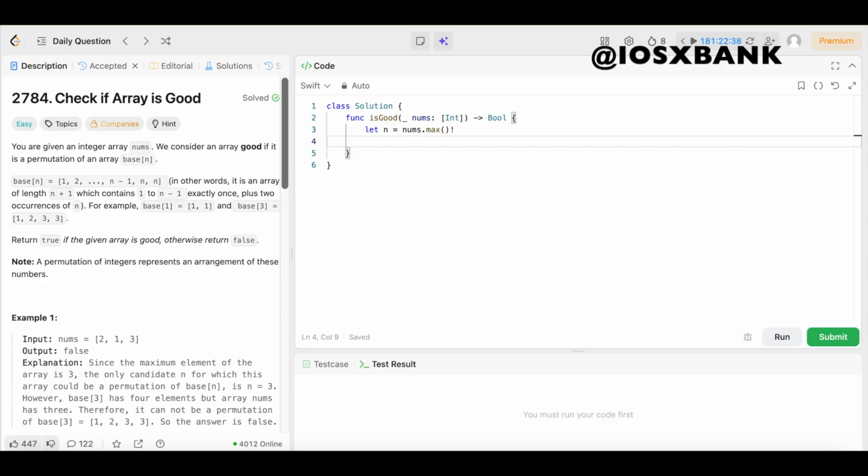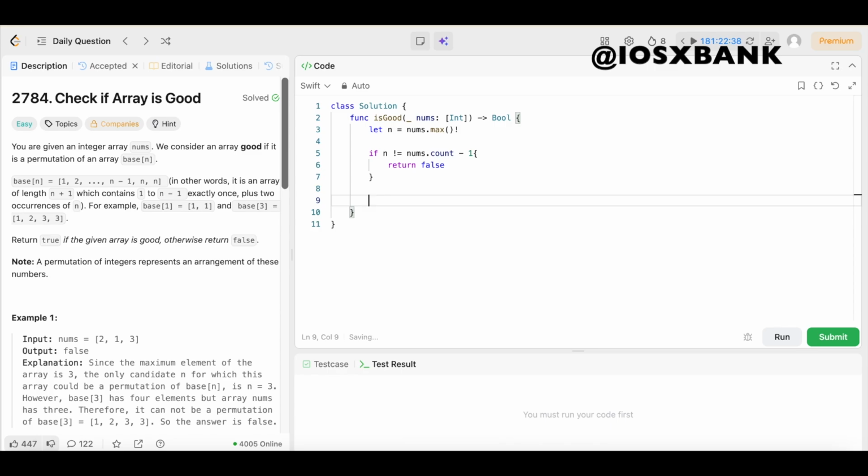So we can handle that by saying if n does not equal nums.count minus 1, then we can open up the brackets and we could just return false right there. Boom. Let's come underneath this. And we're going to create a frequency array used to count the occurrences of each number from 0 to n. So we'll declare a variable called freq, and we'll set that equal to an array. Open up the parentheses. It's going to be repeating: 0, count: n plus 1.